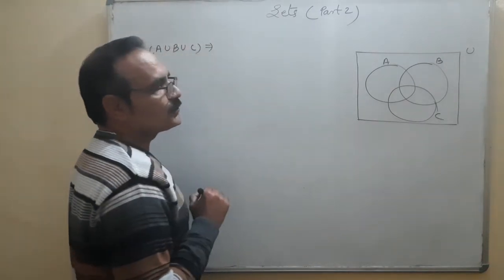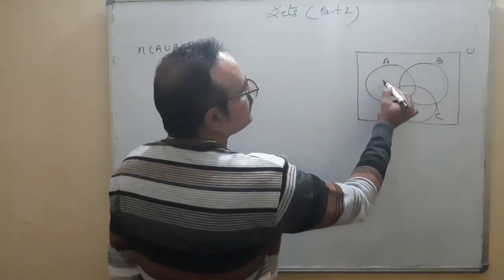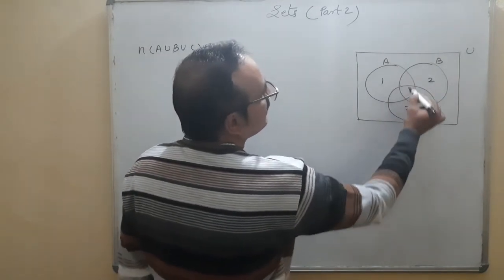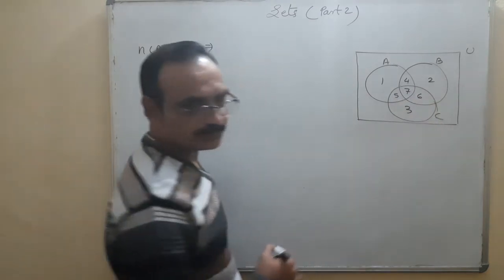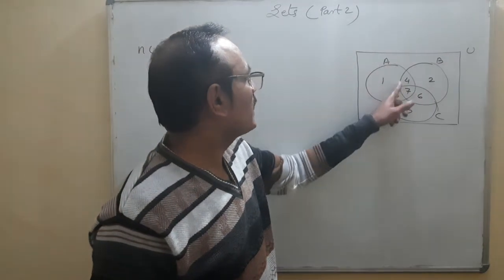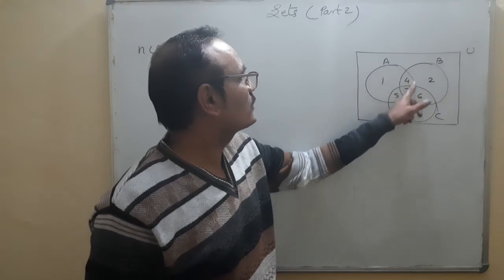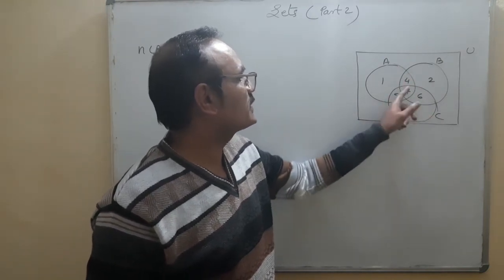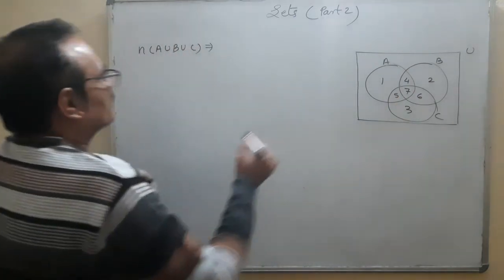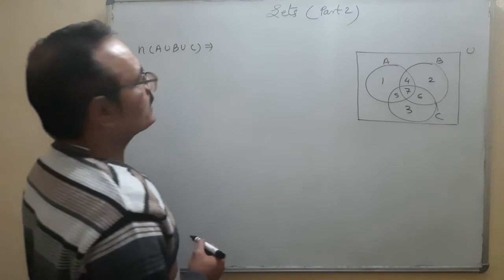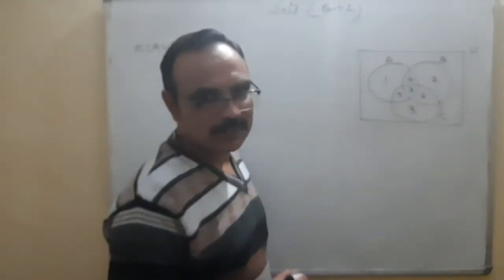We are dividing it into parts. This portion is first part, second part, third part, 4, 5, 6, and 7. This is first part, second part, third part, 4, 5, 6, and this is the 7th part, which is common in all. That means n(A ∪ B ∪ C) can be written as 1 plus 2 plus 3 plus 4 plus 5 plus 6 plus 7.